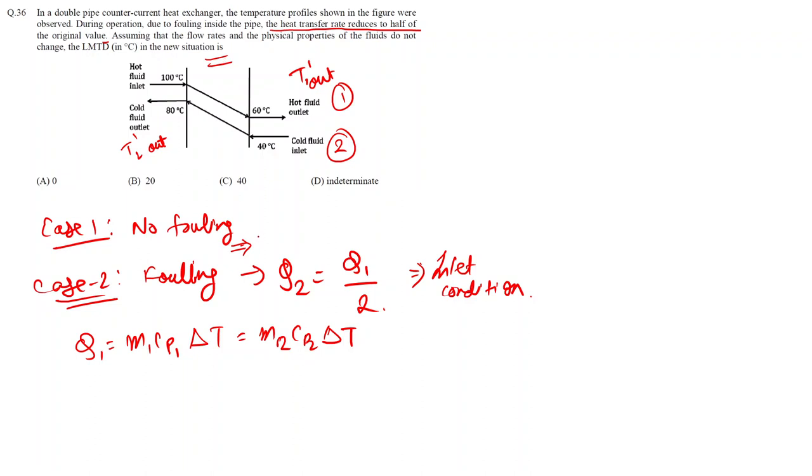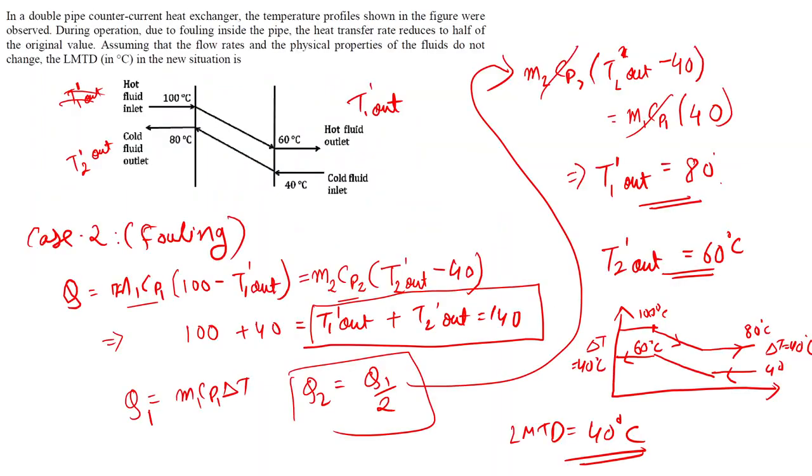And in the first case we can calculate the LMTD as delta T1 minus delta T2 upon ln of delta T1 upon delta T2. So that is, we can get it from 20, so that we can later on calculate. And now we have to use this correlation to find the value of these outlet temperatures. So that is what we did in case 2.